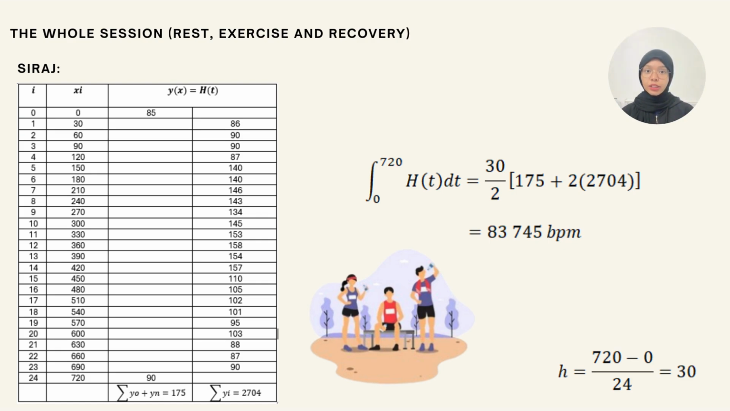This slide shows the total workload for the whole season, which includes rest, exercise, and recovery. The total workload is calculated using the trapezoidal rule on the heart rate versus time data. For Siraj, the time range is from 0 to 720 seconds with equal time intervals. Using the trapezoidal formula, all the heart rate values are added based on the rule and multiplied by h over 2. From the calculation, the total workload for Siraj is 83745 beats per minute. This value represents the total heart rate effort during the entire season.